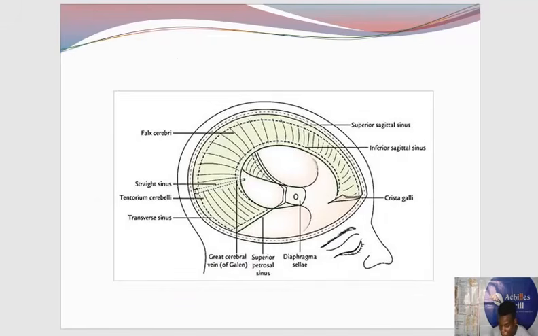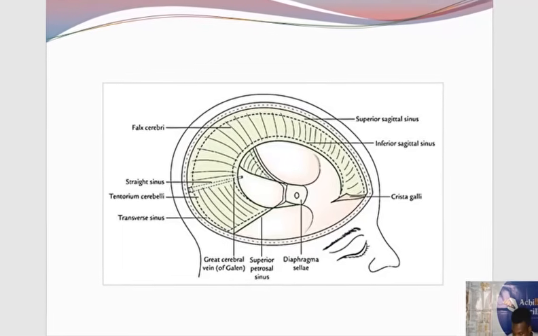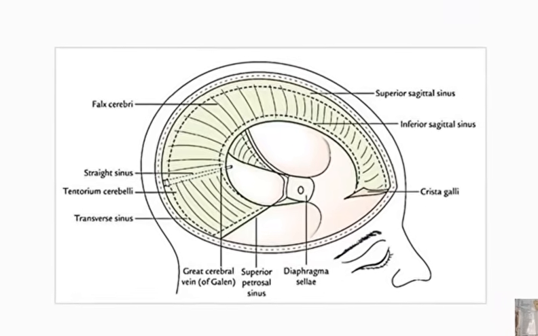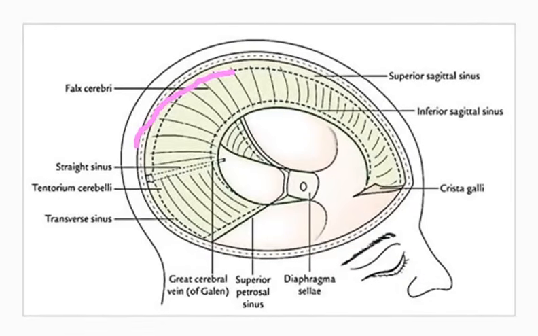All right, this is a textbook picture actually showing the different parts of the dura infolding. You can see right here is the falx cerebri. The falx cerebri is actually separating the two cerebral hemispheres, the right cerebral hemisphere and the left cerebral hemisphere. All right, here's the tentorium cerebelli separating the occipital lobe of the brain from the cerebellum.